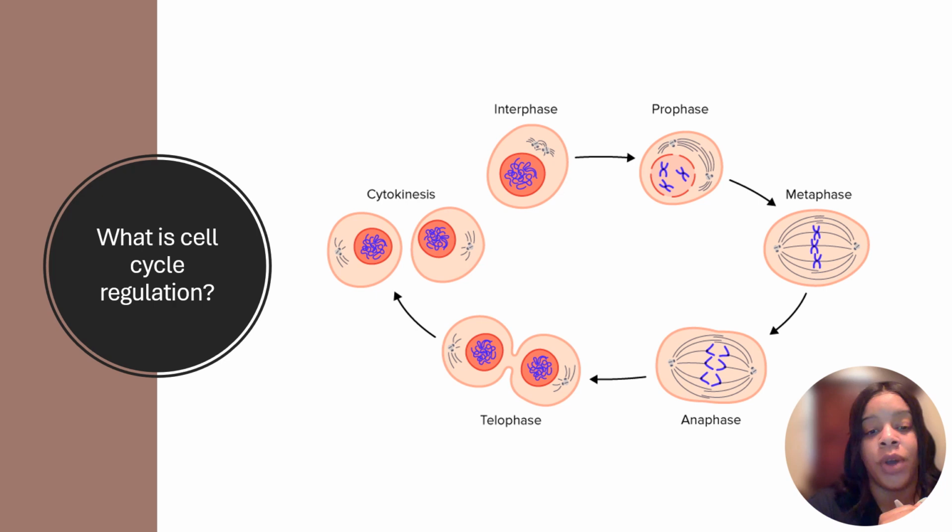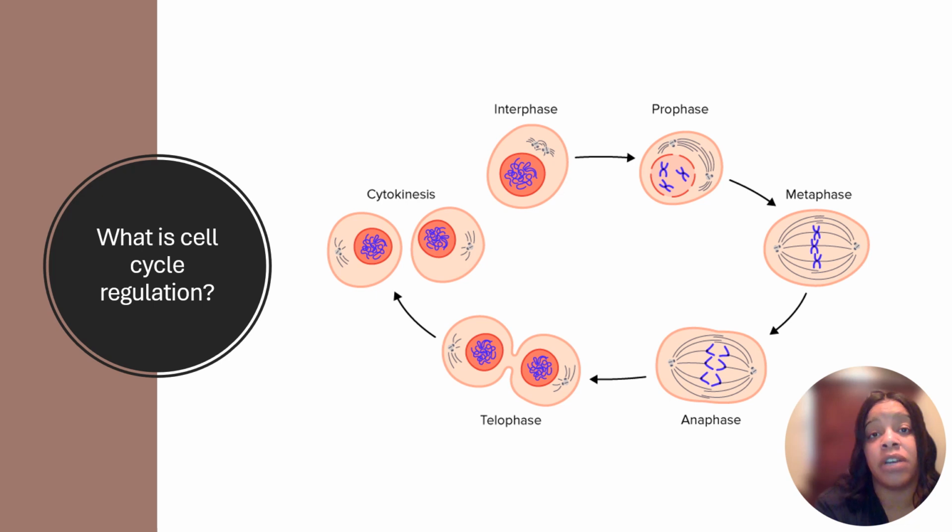What is cell cycle regulation? As you see in the picture that I have up, you have interphase, prophase, metaphase, anaphase, telophase, and cytokinesis. Cell cycle regulation refers to the control of the progression of a cell through various stages of the cell cycle, including interphase, mitosis, and cytokinesis. This regulation is crucial for maintaining proper growth, development, and function of cells in an organism. Dysregulation of the cell cycle can lead to various diseases, including cancer.